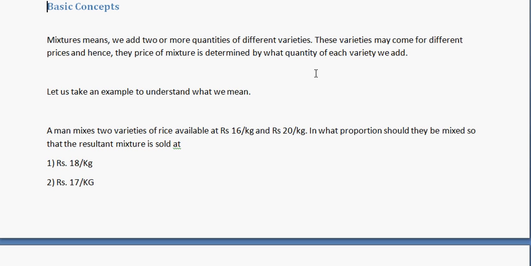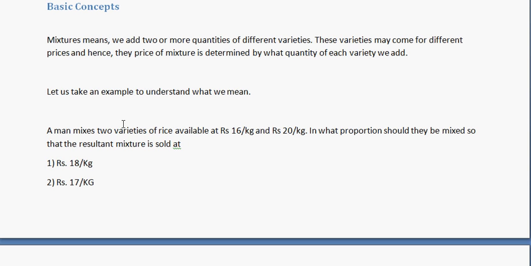For example, if we mix two varieties of tea, one at let's say a cost of 58, another at a cost of 62, the resultant cost would be somewhere between 58 and 62. It would depend on the ratio of variety A to variety B. So the main motive of mixtures and alligation is to find this ratio. We'll take one example and then we'll see what the concept of alligation is.